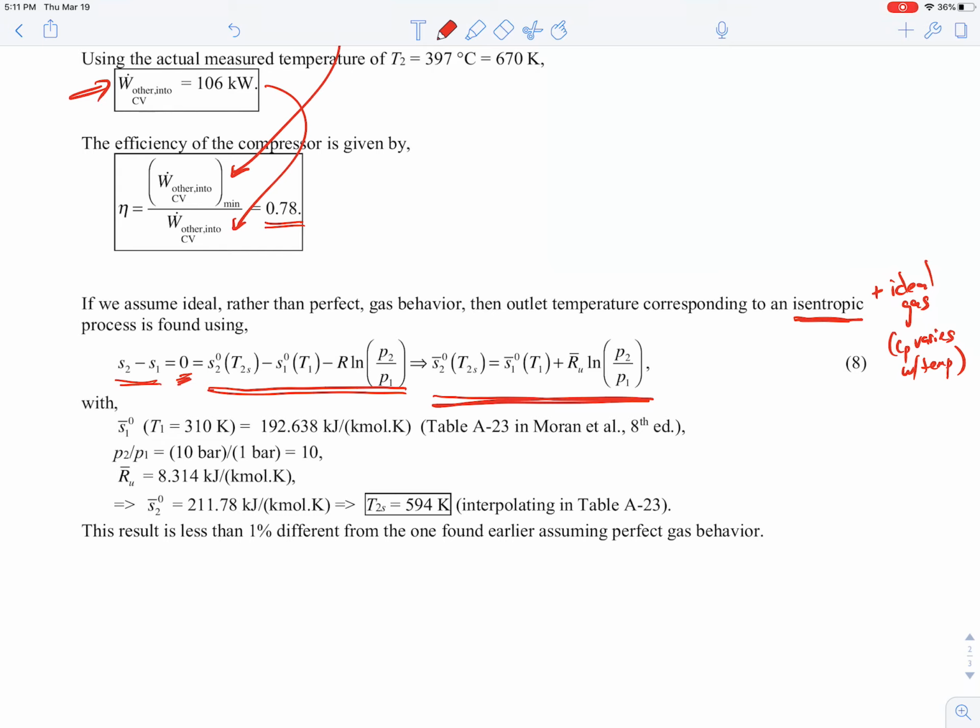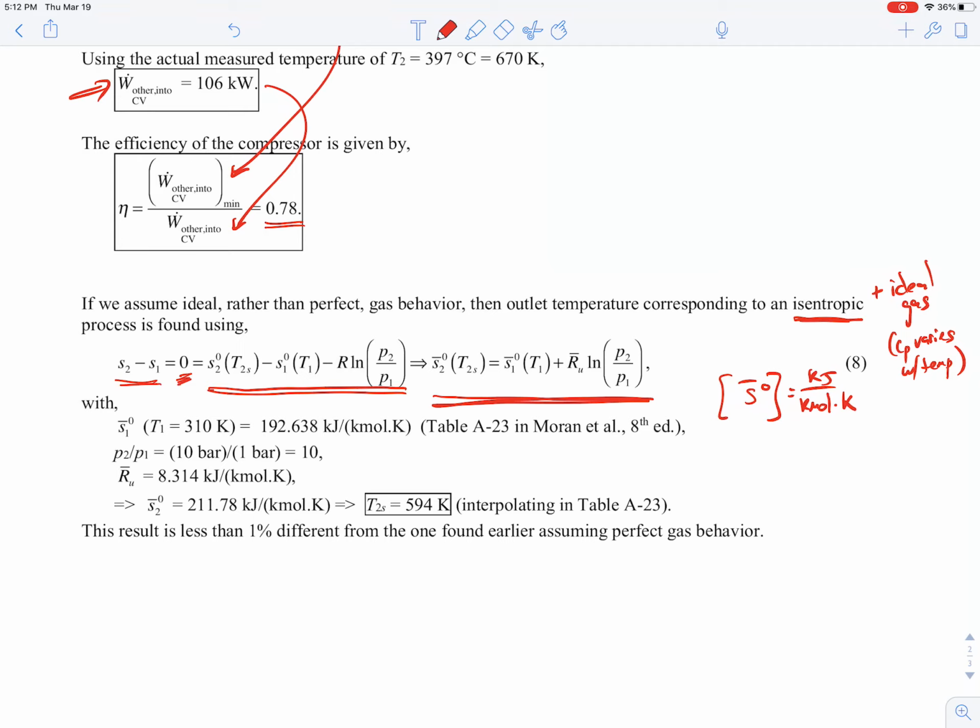The reason I did that is because if you look at the tables, the ideal gas tables, most of the different materials in there are given in terms of units where S0 bar will be kilojoules per kilomole Kelvin rather than kilojoules per kilogram Kelvin. The only one that is given in kilojoules per kilogram Kelvin is air. All of the other substances are given in terms of kilomoles. So since we're dealing with nitrogen, what I've done is I've switched over to all of the terms here having kilomoles rather than kilograms.